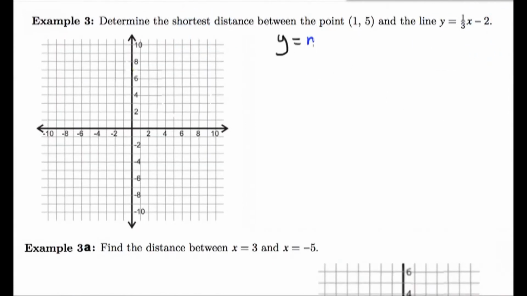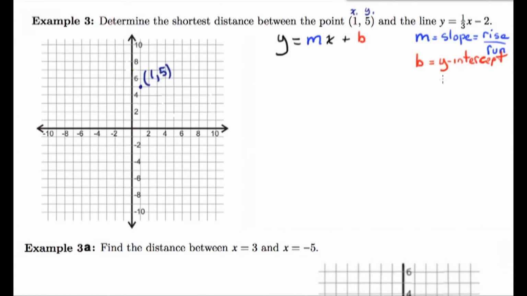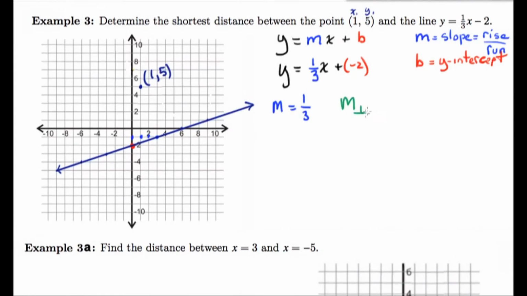So we're going to use this idea to determine the shortest distance between point 1,5 and the line y equals 1/3 x minus 2. So I'm going to plot the point, and I'm going to graph the line, and this is already in slope-intercept form, y equals mx plus b. So I'm going to plot my b, which is -2, and then I'm going up 1/3 on my slope, and I graph my line. Now the slope is 1/3 here, so that means the perpendicular slope needs to be negative and reciprocal of this. So that would be -3/1.